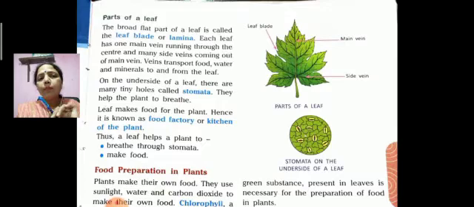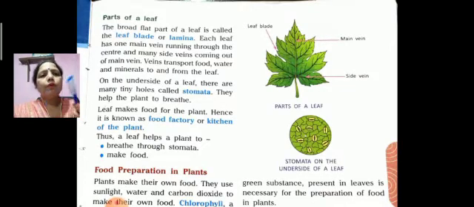Now we will learn about the parts of a leaf, not parts of a plant, parts of a leaf. Okay, and here is the picture of a leaf. The parts of a leaf are: leaf blade, main vein, side veins, and stomata. Stomata is a very important thing, so we will learn and describe this.